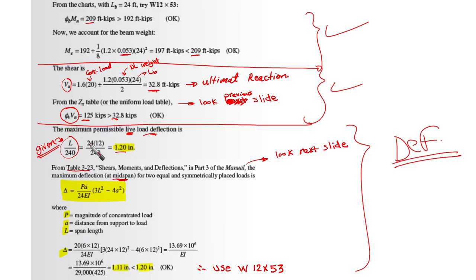Our L is 24 by 12, and over 240, this gives us 1.2 inches. Okay, from table 3-23, stop the video now and check this from the manual, which is titled Shears, Moments, and Deflections in part 3 of the manual. We're going to find it.